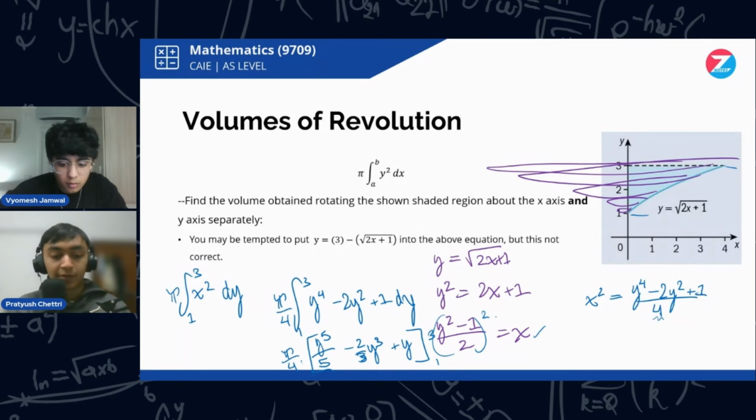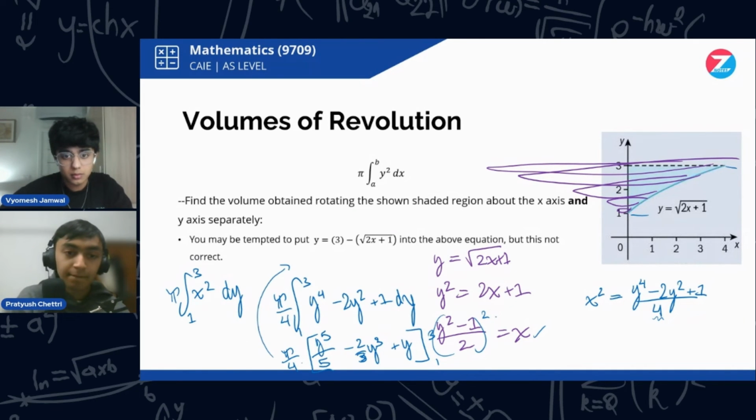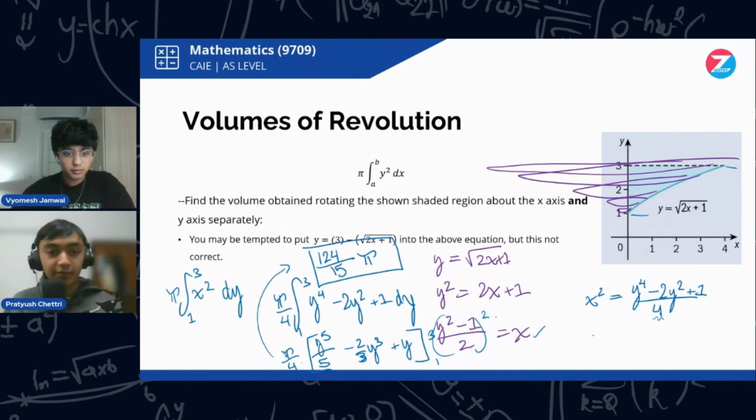Okay, I'll just use my calculator here because I don't want to plug in every value. I got 496 upon 15. Wait, I need to divide that by 4. So it'll be 124 divided by 15, times pi. 124 pi upon 15. That's our final answer.